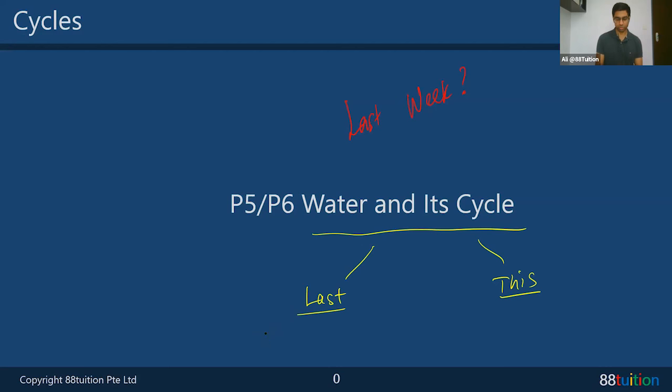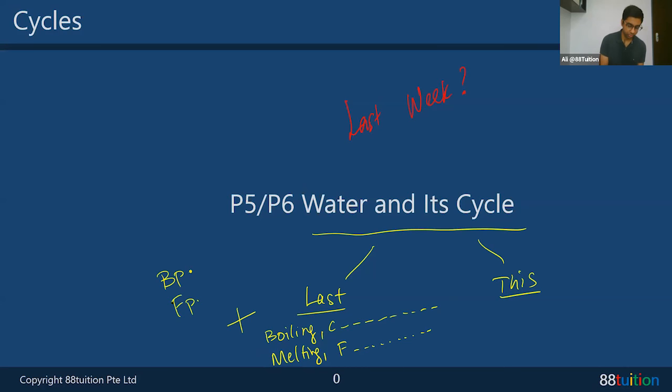Last week we did boiling. Boiling, and the opposite of boiling is condensation. Then we have melting, and the opposite of melting is freezing. Okay, we did this. And then we said we have something called BP.